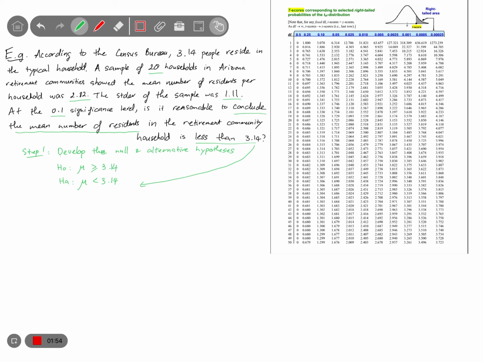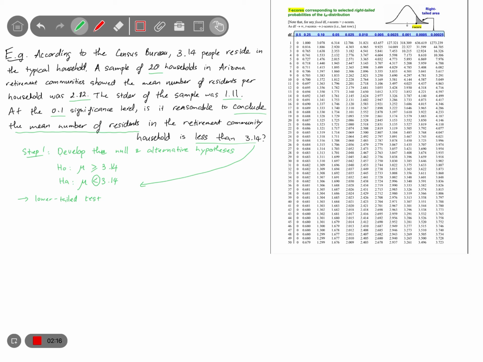Okay? And just by looking at these hypotheses, you can tell that this is a lower tail test. The reason I know this is a lower tail test is because we have the less than sign in the alternative hypothesis.